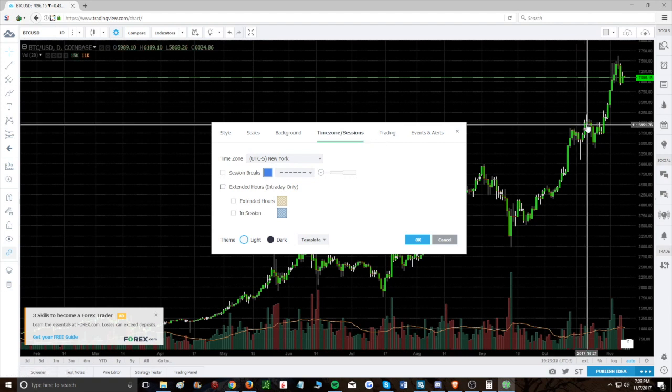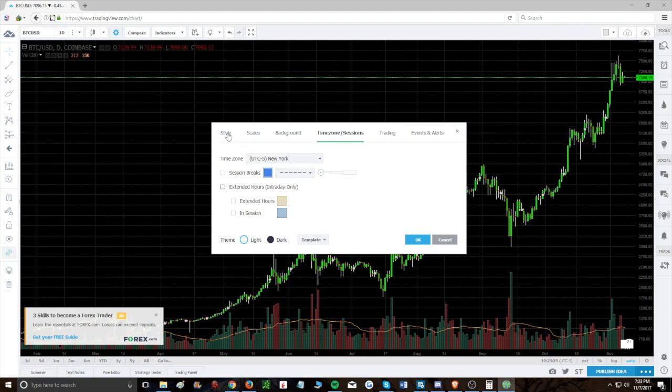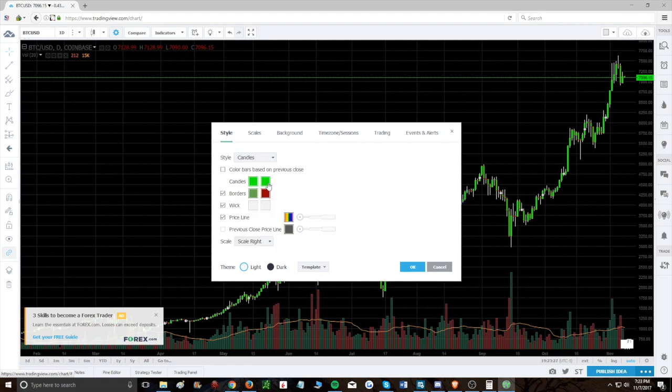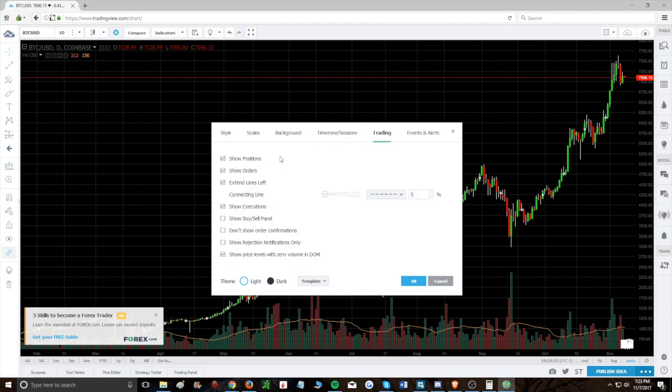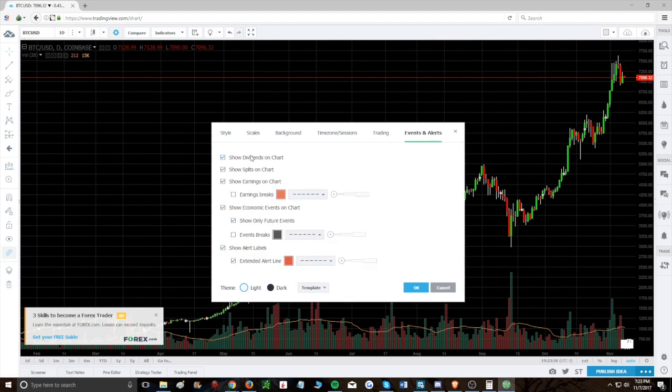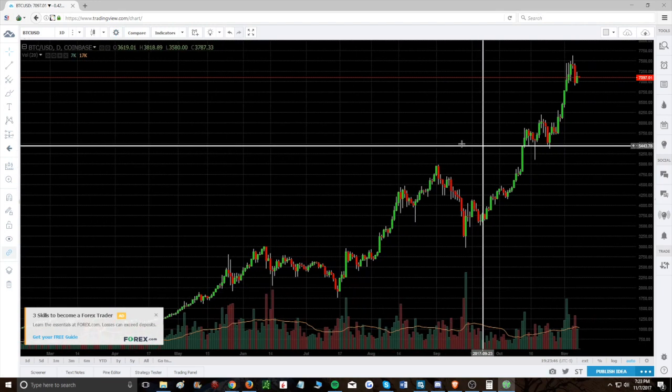On New York time, each one of these candles changes over to the next day at 8 p.m. Eastern. I messed this candle up. There we go. Trading, we're not going to be doing any trading on here, so none of this stuff needs to be checked. Events and alerts, again, we're not using it for this purpose. At least I'm not. I just hit OK.